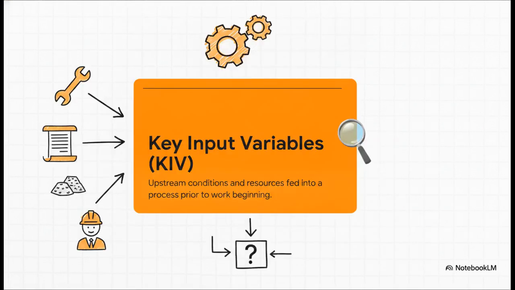Let's look at the first tier of this internal architecture, key input variables, or KIVs. The framework meticulously defines the exact upstream conditions and resources that must be fed into a process before the work even starts. We're talking materials, exact specs, information, and even human or equipment readiness. It's like having the ultimate recipe. You got to know exactly what ingredients you need before you turn on the stove.